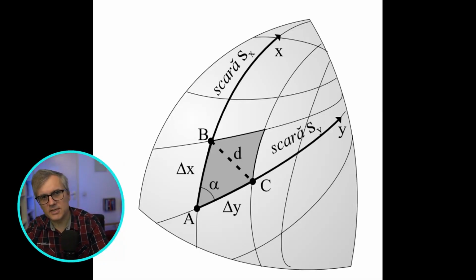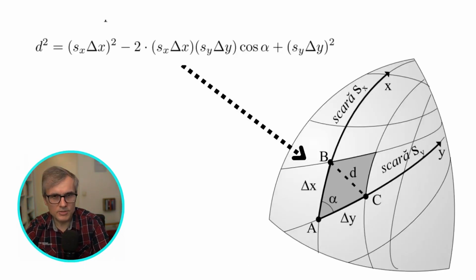This can be seen in this drawing. In very small areas, the lines of the curved coordinate system form parallelograms. Moreover, in these small areas, we can consider the surface of the sphere to be flat. That's why we can apply the generalized Pythagorean theorem to find the distance between B and C using the distances delta x, delta y, and the angle alpha.